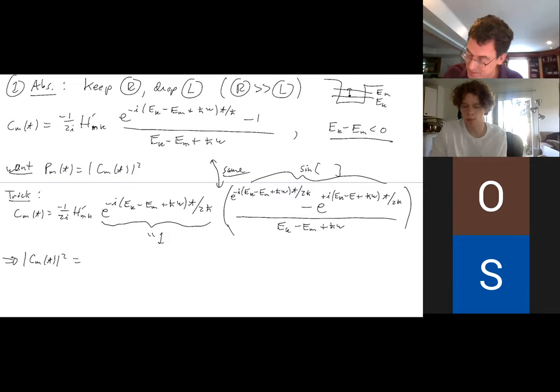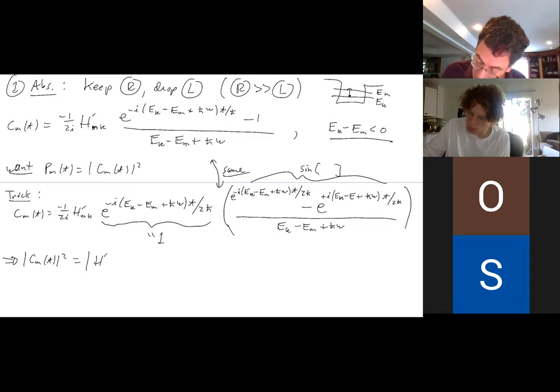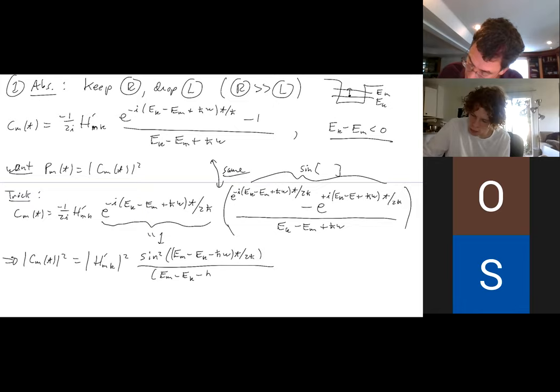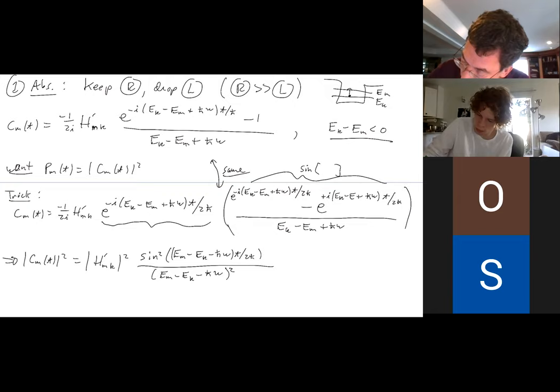And so that means that what we get after squaring it is going to be the magnitude of H prime M of K squared, times sine squared of (E_M minus E_K minus h bar omega) t over 2 h bar, all over (E_M minus E_K minus h bar omega) squared. Okay, so this is the big climactic moment. So this is the answer. I'll put a box around it.